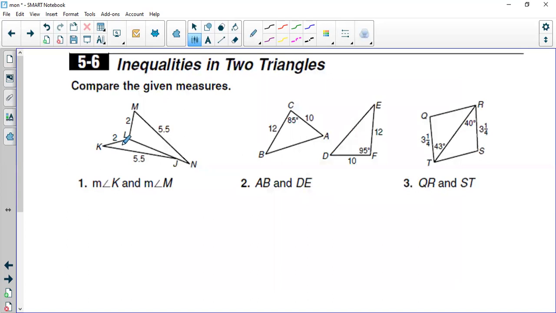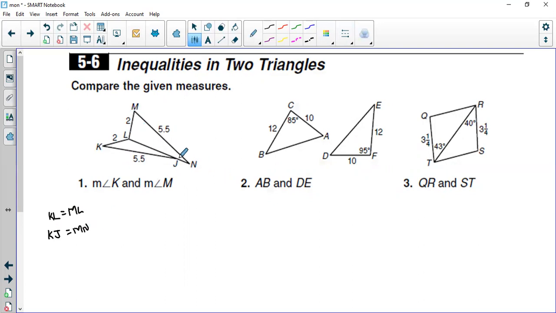Okay, so here they have given us KL and ML. First write down all the information given so that it will be easy for you to compare. So let's write it as KL equals ML, because both of them are 2, 2. Then KJ is also equal to MN, because both of them are 5.5, 5.5.